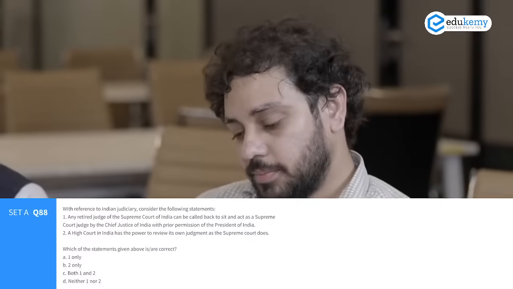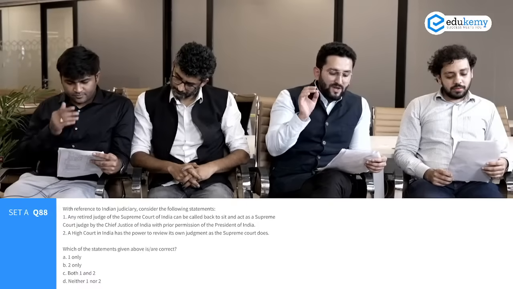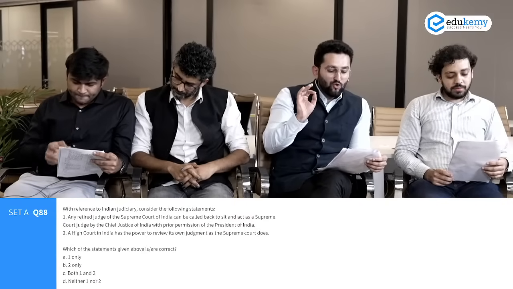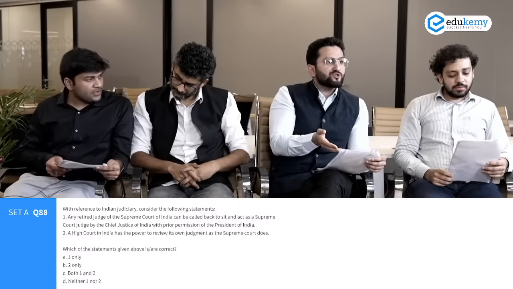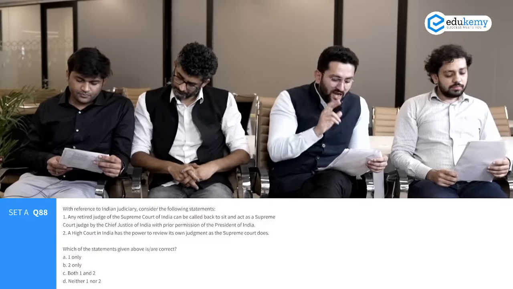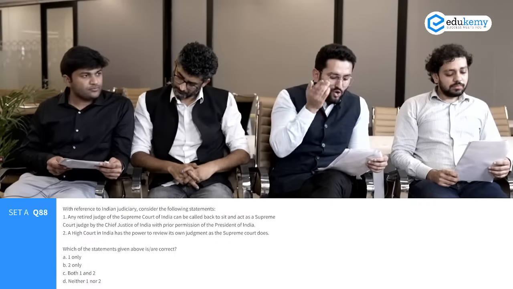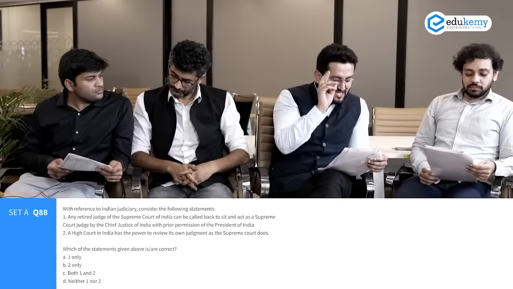Question 88. Okay. Any retired judge of the Supreme Court of India can be called back to sit and act as Supreme Court judge by the CJI with prior permission of the President of India. This is a direct provision based question, Article 128. So first statement is correct. Second statement, a High Court in India has the power to review its own judgment as the Supreme Court does. Yes, the High Court and Supreme Court both have this power. So I would say this question is direct in nature and the answer would be C, both 1 and 2.